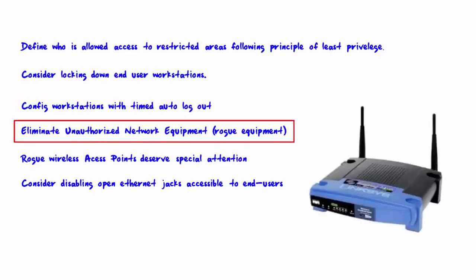Eliminate unauthorized network equipment, that is, rogue equipment. The most common type of unauthorized network equipment will be end users who install a device for convenience or fun, not realizing the security problems that this can cause. They don't realize that they could be creating a back door into the network.